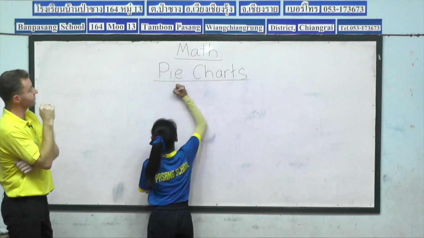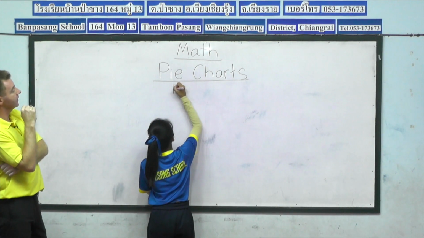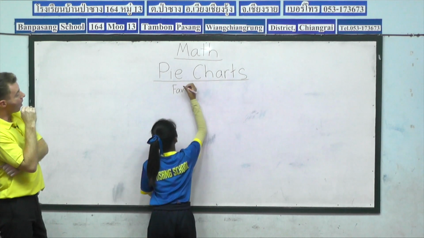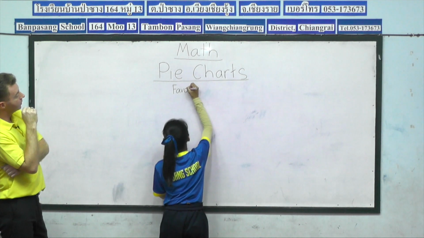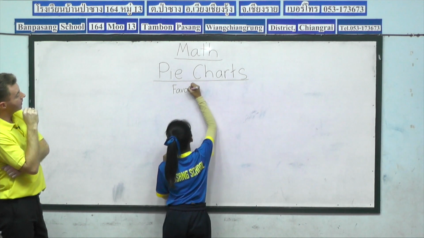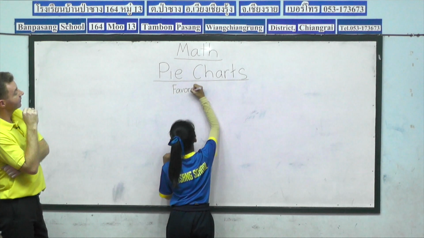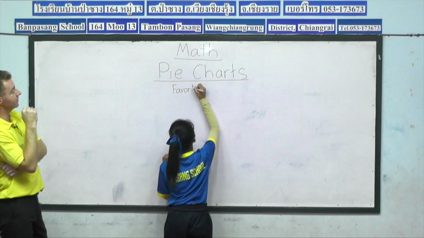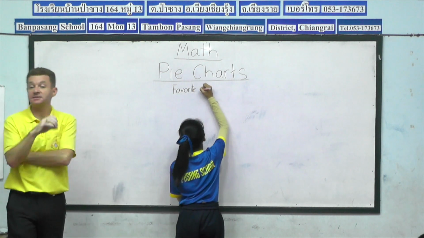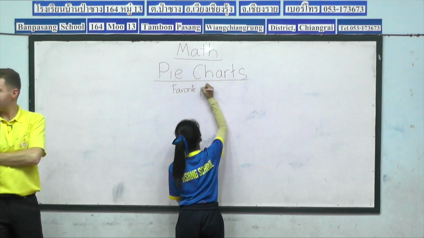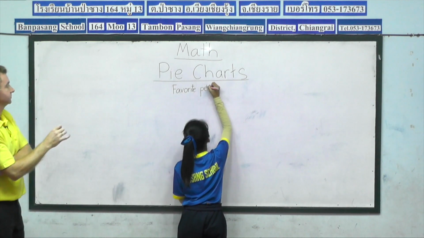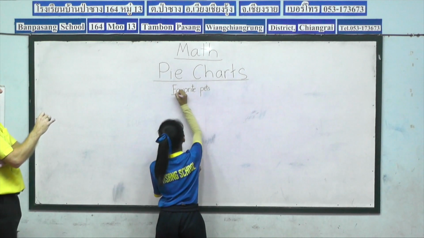So favorite, F, A, V, O, R, I, T, E. Excellent, Dan. And then favorite pets, P, E, T, S. Brilliant, Dan. Very well written.